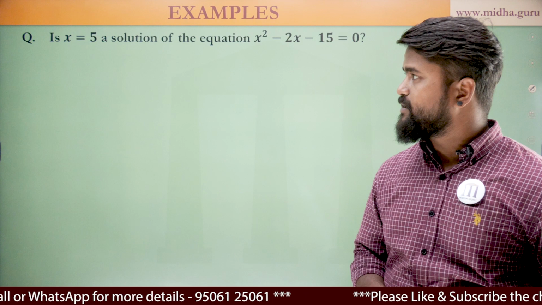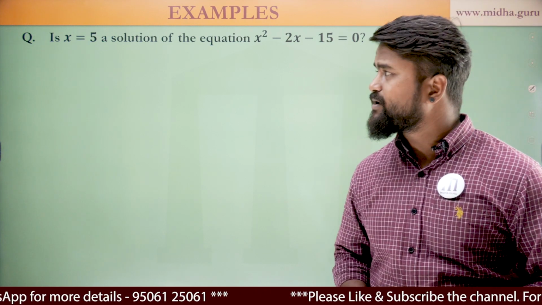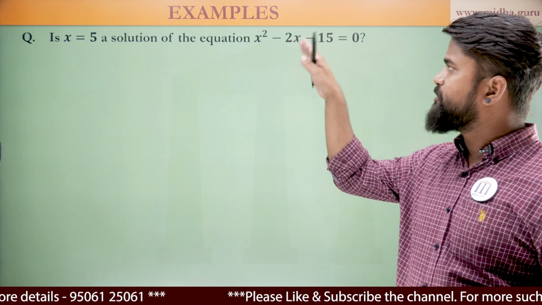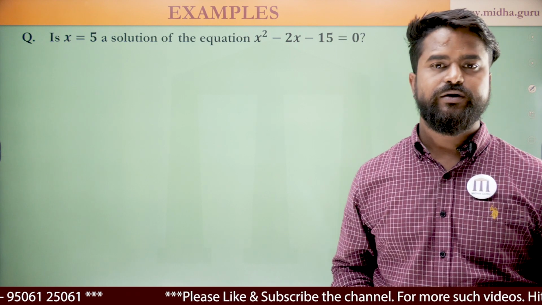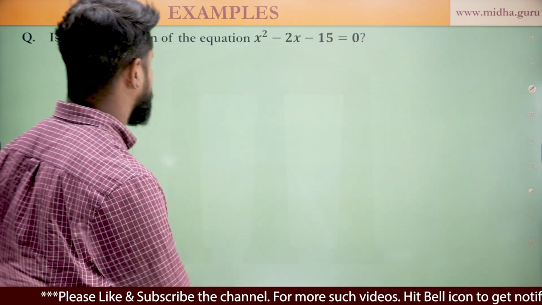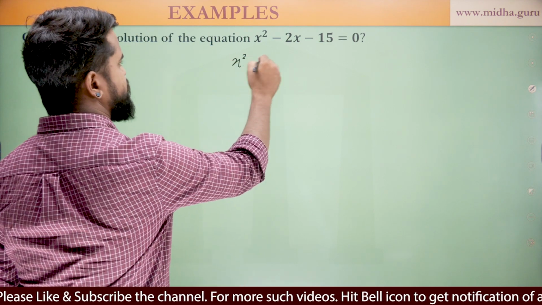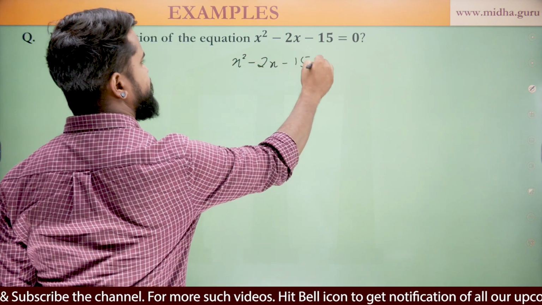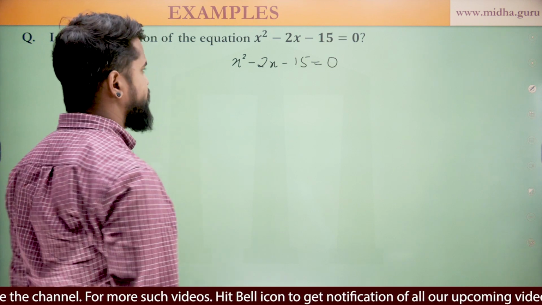So on the board we have the example question. It says, is x is equal to 5 a solution for the equation x square minus 2x minus 15 is equal to 0? So how do we check this? As you may remember, we write the equation down. It says x square minus 2x minus 15 is equal to 0. This is our equation.